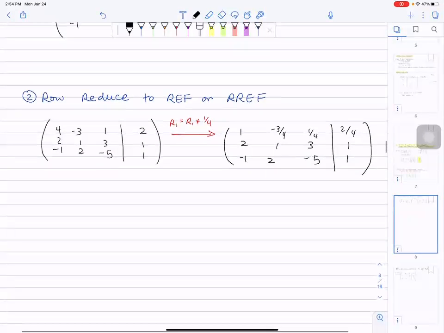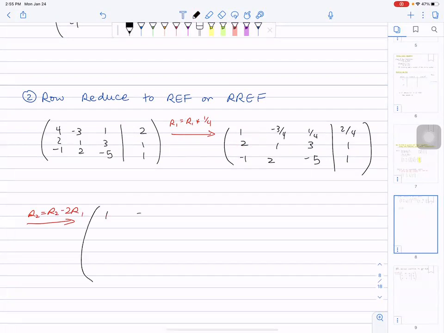The next step I did is here's a 2. I want to get rid of that 2. How do I get rid of that 2? I could change R2 so that it's the second row minus 2 times the first row. And so the first row stays the same. But now the second row, 2 minus 2 is 0. 1 minus -3/4 is 7/4, and so on. So let me keep writing this.